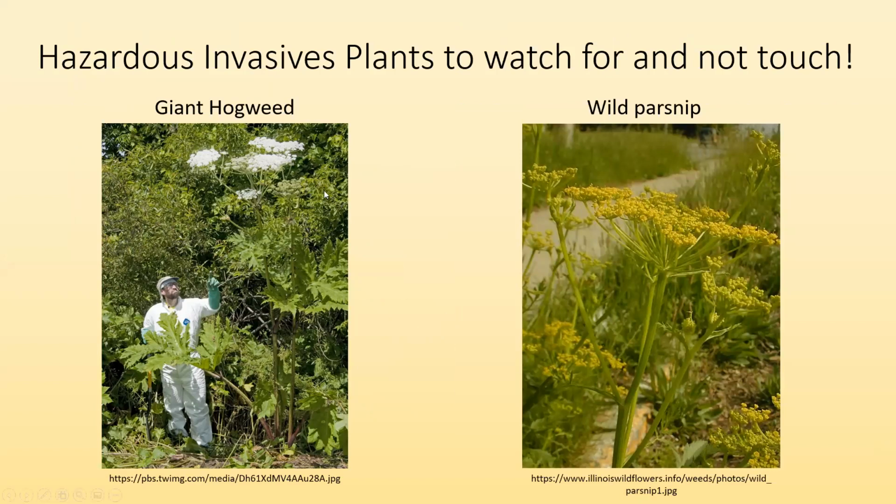Giant hogweed is really nasty. It's a big, tall perennial. There's a lot more information on the DEC website if you want to check that too. And wild parsnip is another one that I see more commonly around. But with both of these, the sap will burn your skin, and I think it reacts with sunlight, but the burns can last for years and be very severe and make your skin very sensitive to sunlight for years. So just keep an eye out for these.